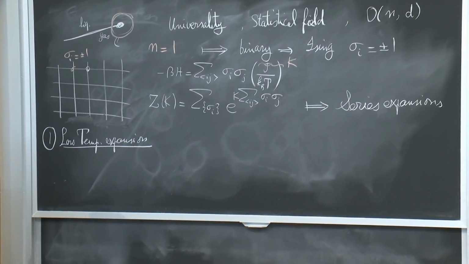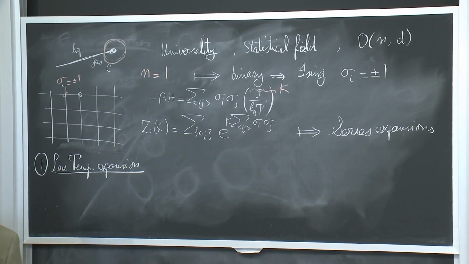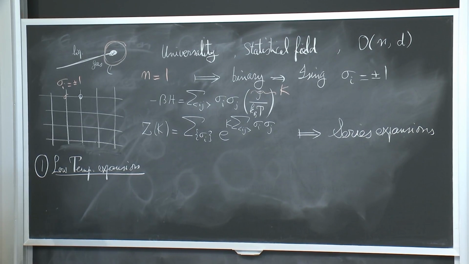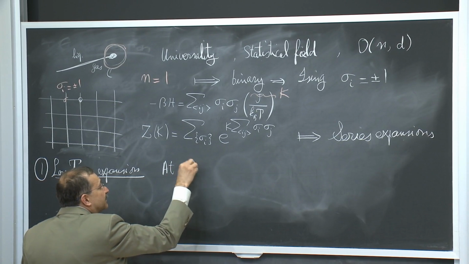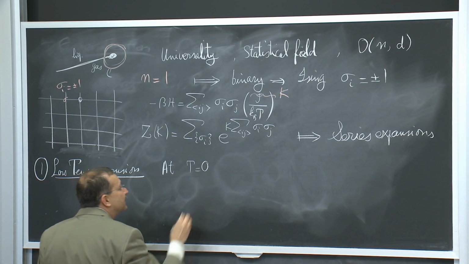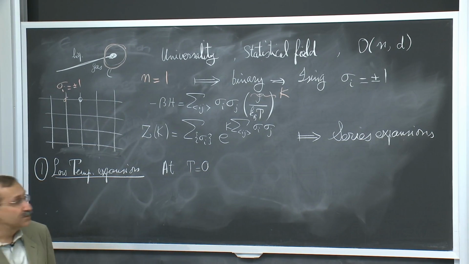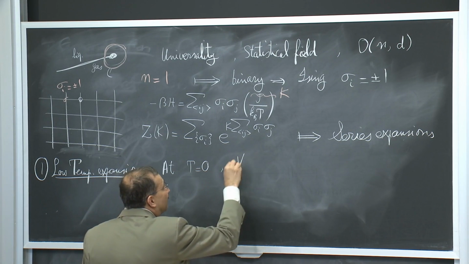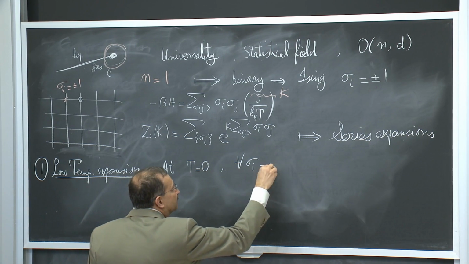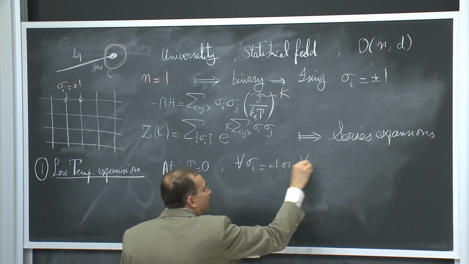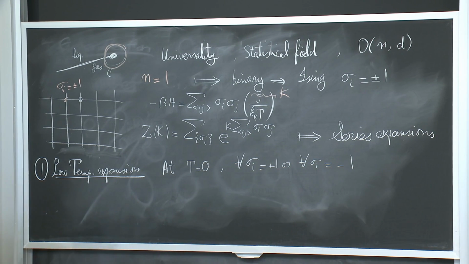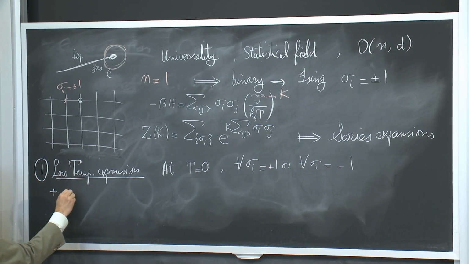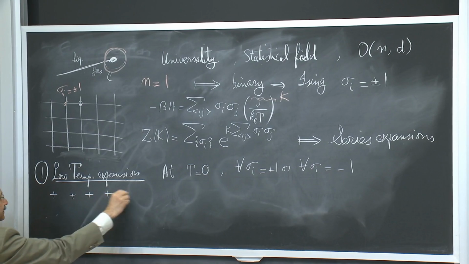I have to find a state that maximizes this weight, and that's obviously the case where all of the spins are either plus or minus. So all sigma i equals +1, or all sigma i equals -1. Well, for the sake of doing one or the other, let's imagine that they're all plus.